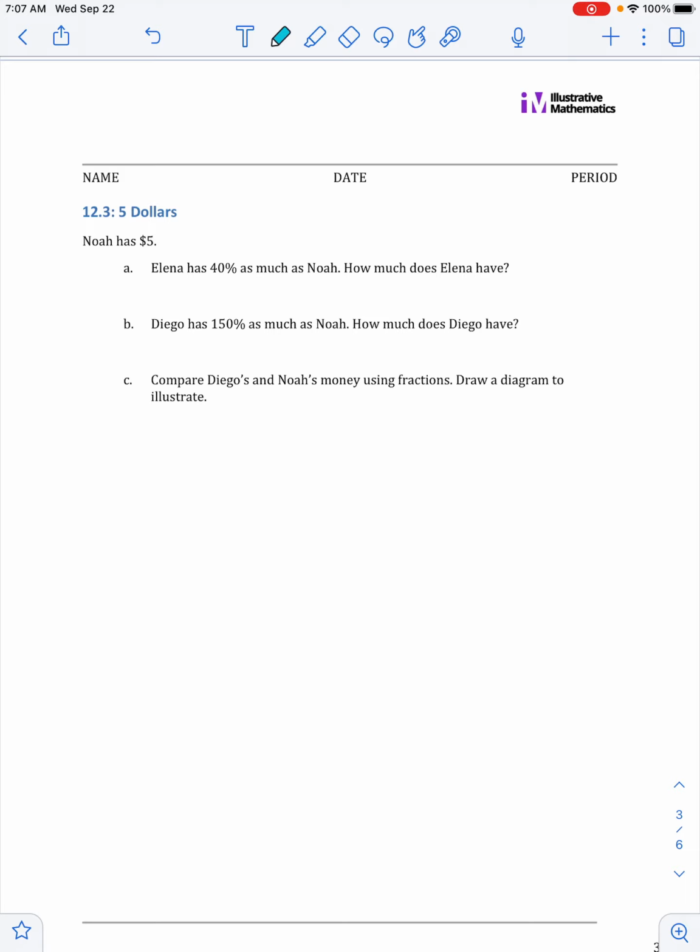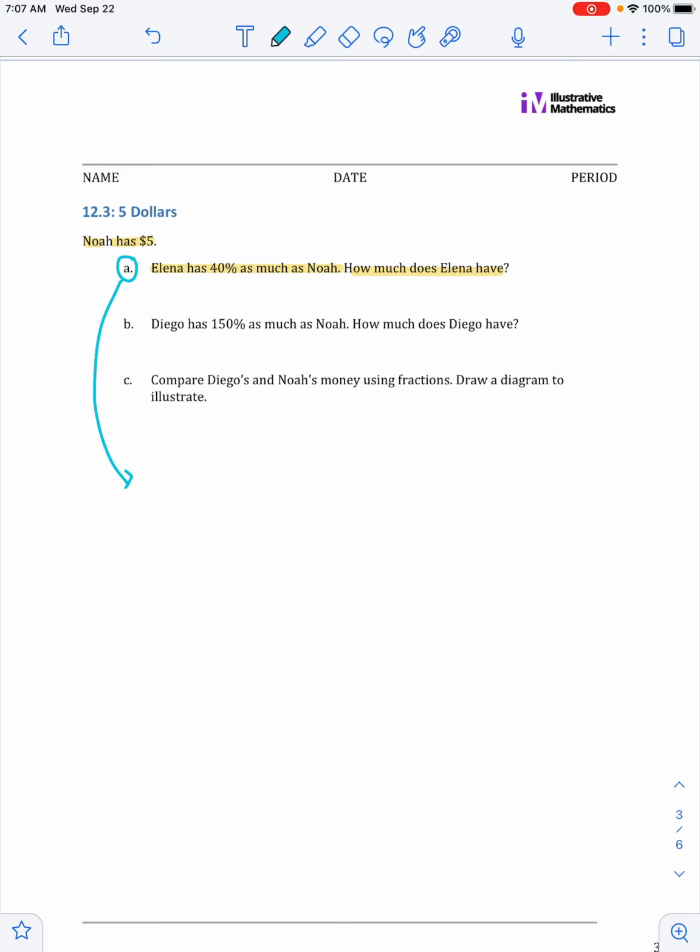So if you're watching at this point, you should have answered A, B, and C in 12.3 #5. It says Noah has $5. Elena has 40% as much as Noah. How much does Elena have? I want to show you a few different ways to answer question A, and this video is just going to focus on question A. If you answered B and C, I will go back and comment.